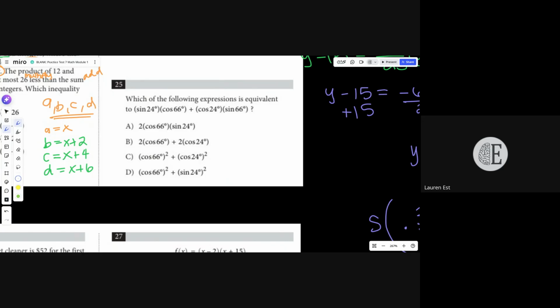Let's see. I'll do the fourth one just for your viewing pleasure. Cosine 66 quantity squared. How am I doing on time? 28 minutes. Not too shabby. Sine of 24 squared. Yeah, it's definitely C.